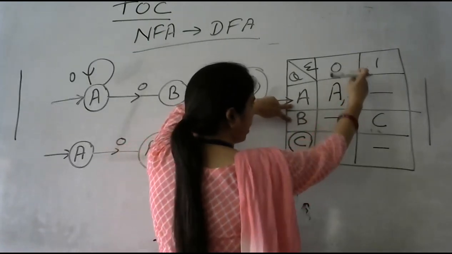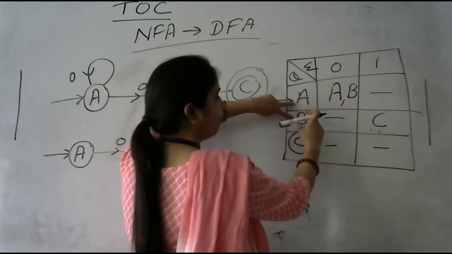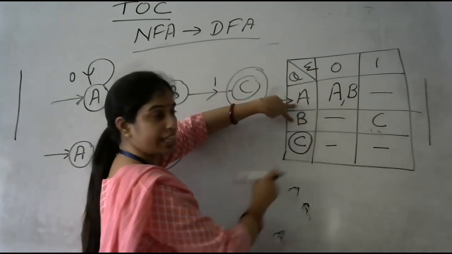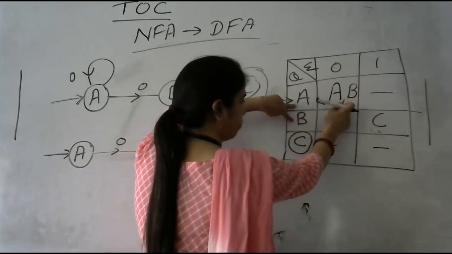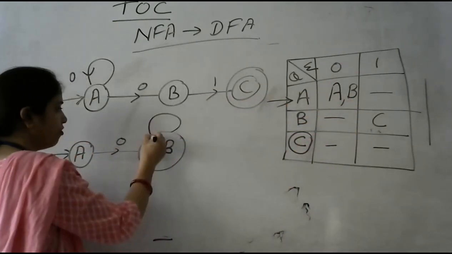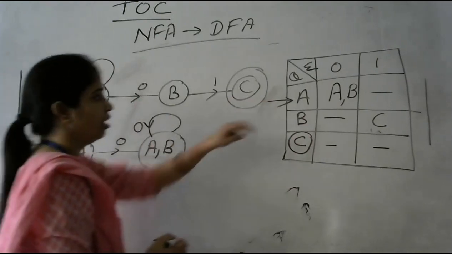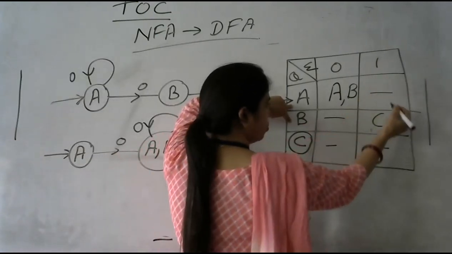AB से 0 पढ़ के AB पे जा रहे हैं, तो dash है, AB पे जा रहे हैं. Okay, we have to take both the states simultaneously. AB read 0 and goes to AB. So we make a self loop on AB. Okay, from AB we read 1 and goes to C.